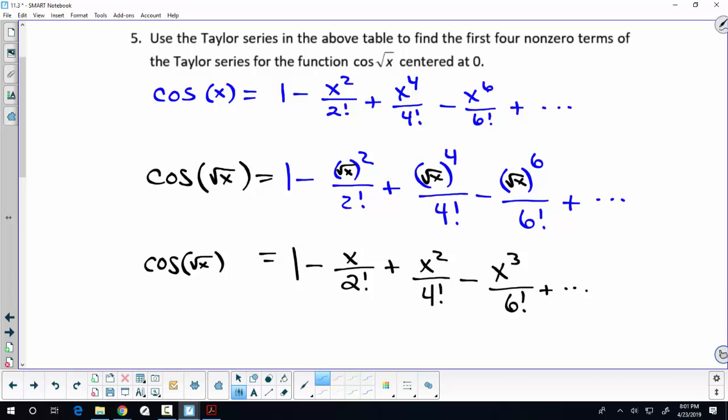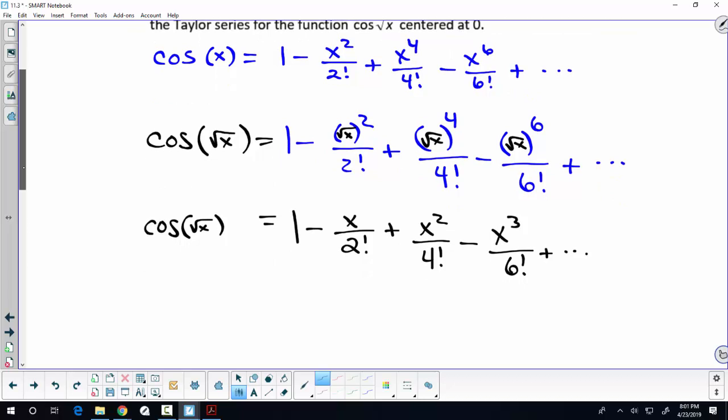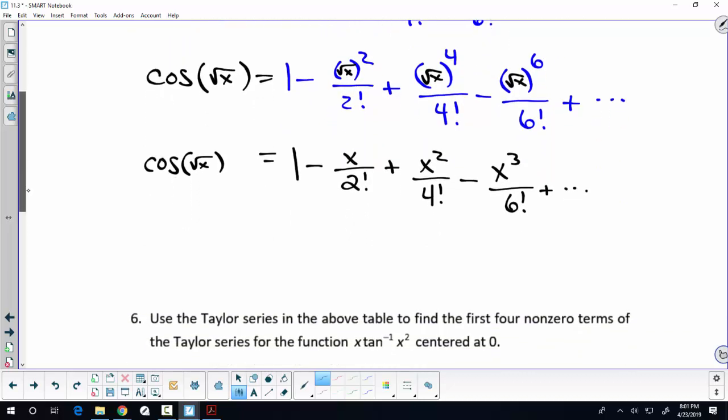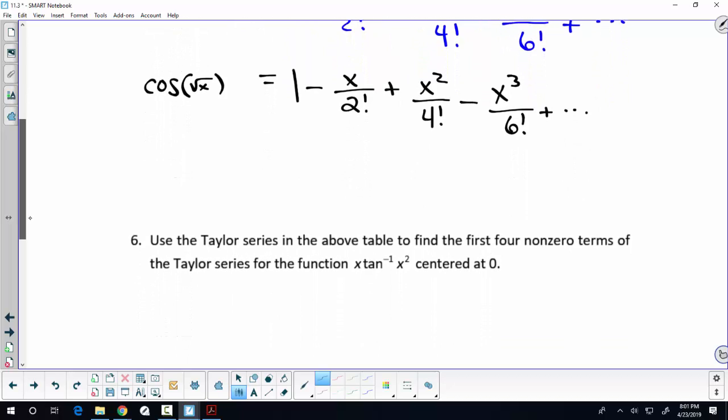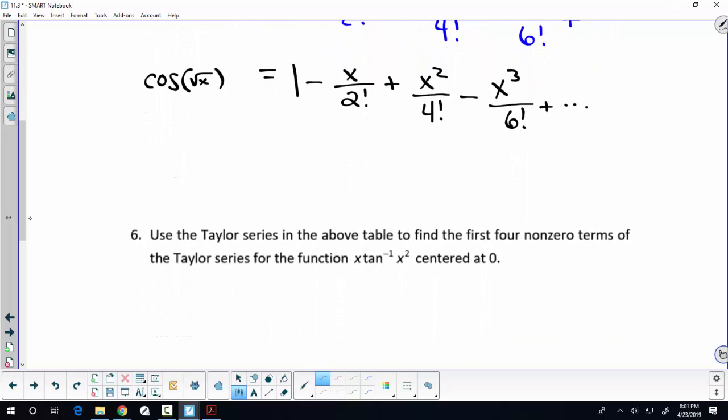Anyone have any questions on that example? You say all numbers for x, for cosine of x, that's negative? Yeah, for cosine of x, right? All real numbers.